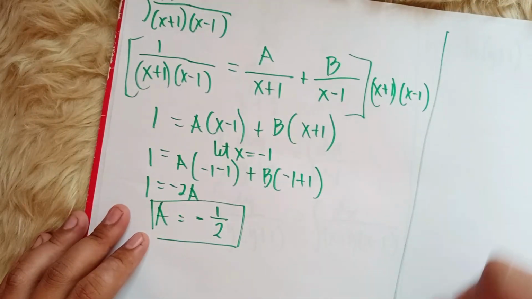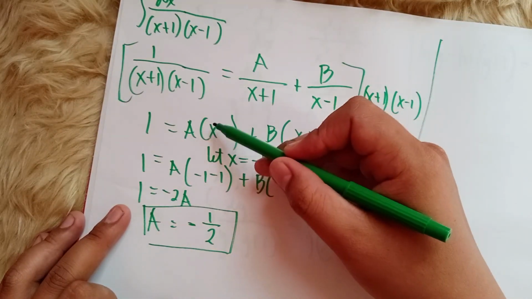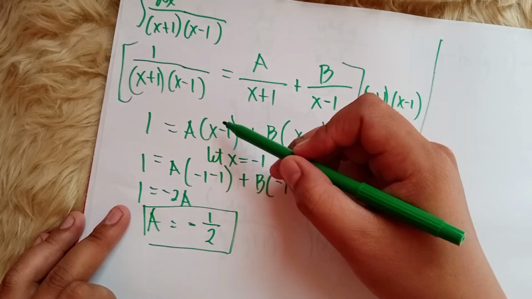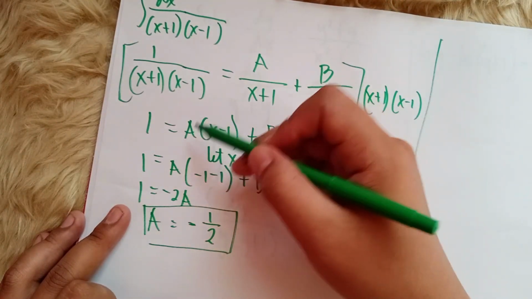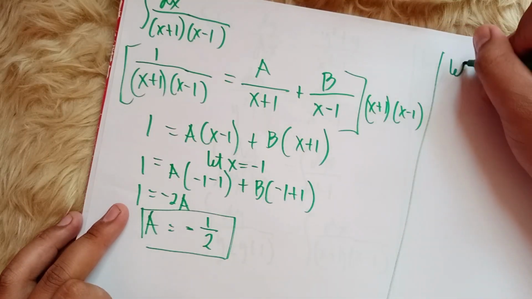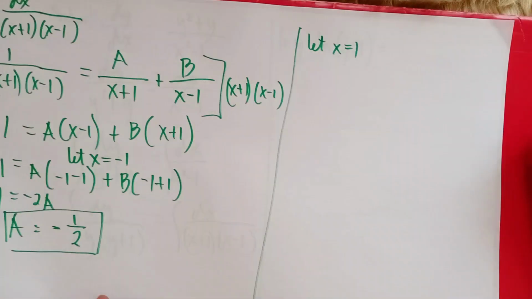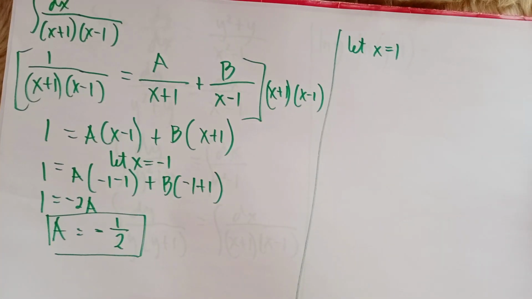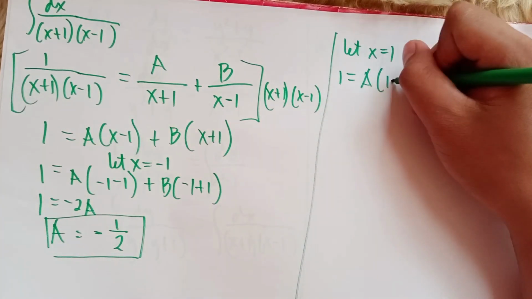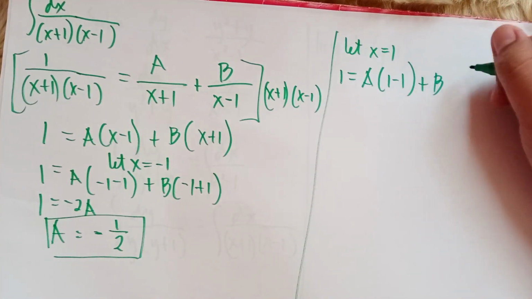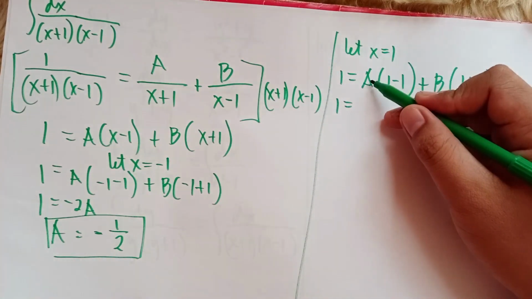So, next mga boss, kunin natin yung value ng b. So, ano ba yung dapat value ng x dito para pag-add or i-subtract natin sa 1 is 0. Para ma-eliminate natin yung a. Tama, we let x equals 1. Okay, tama mga boss, we let x equals 1. Now, so letting x equals 1, this is now 1 equals a times 1 minus 1 plus b times 1 plus 1. So, 1 minus 1 is 0 times a, that is 0.